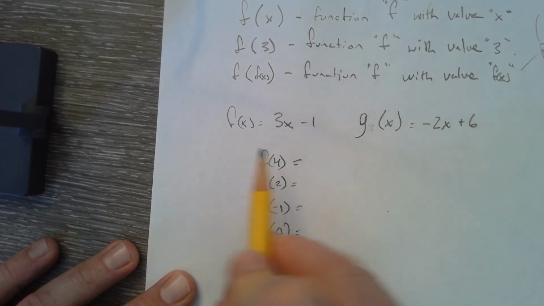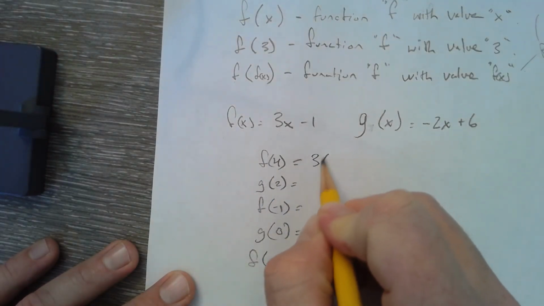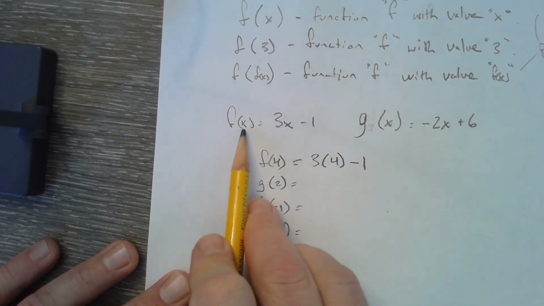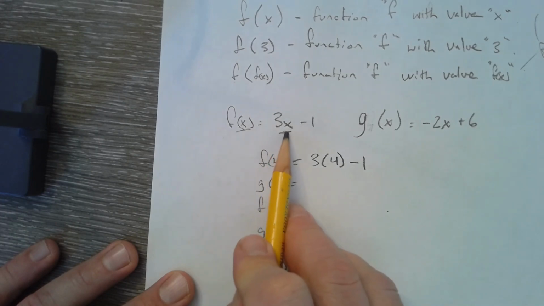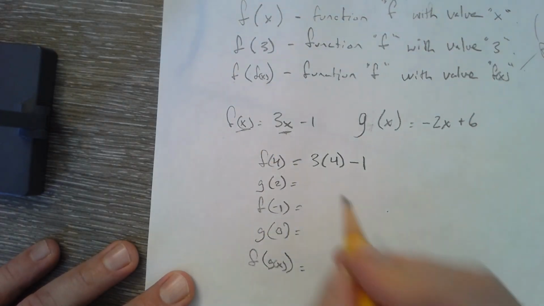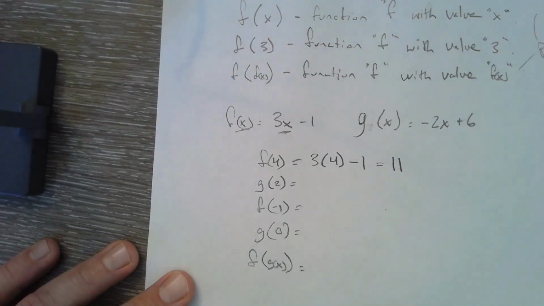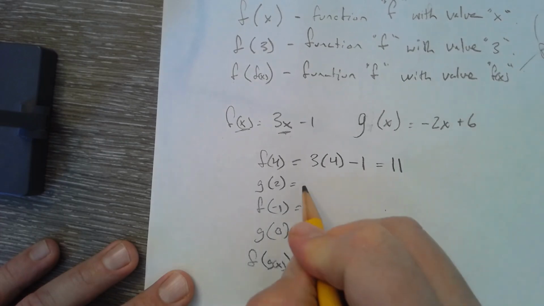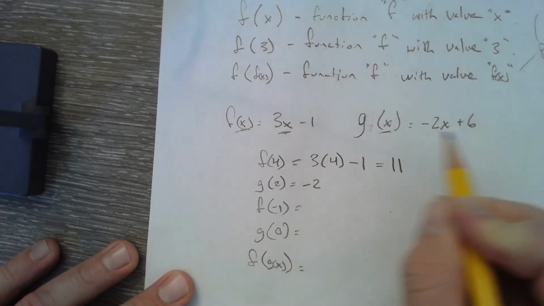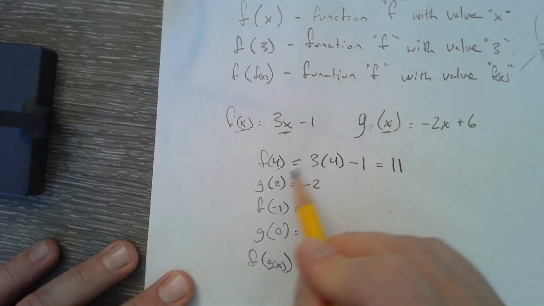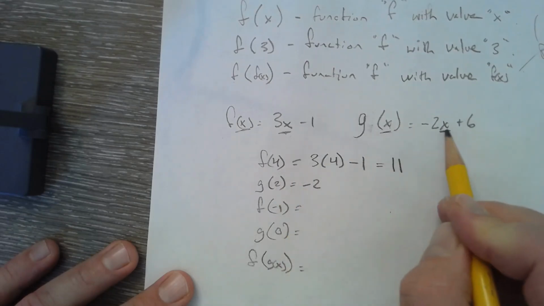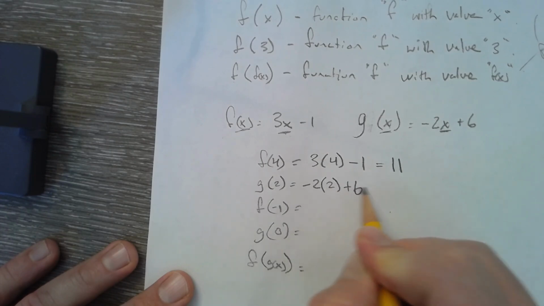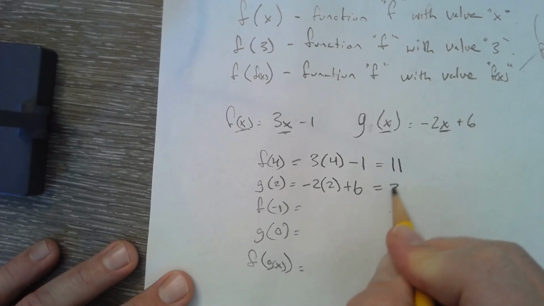So f of 4 is saying take function f and replace x with 4 in the function. So now where I see that x, I'm going to replace it with a 4. 12 minus 1 is 11. G of 2, I'm going to take this function g, but since I'm replacing what's in the parentheses with the 2, where the x is, I'm going to replace that with 2. Negative 4 plus 6 is 2.